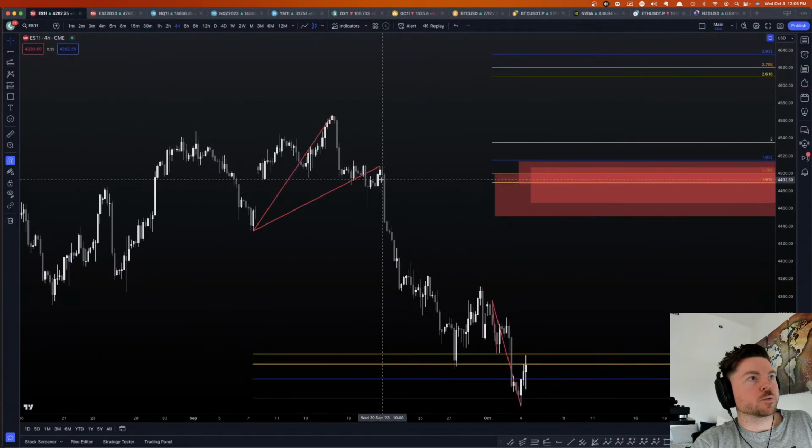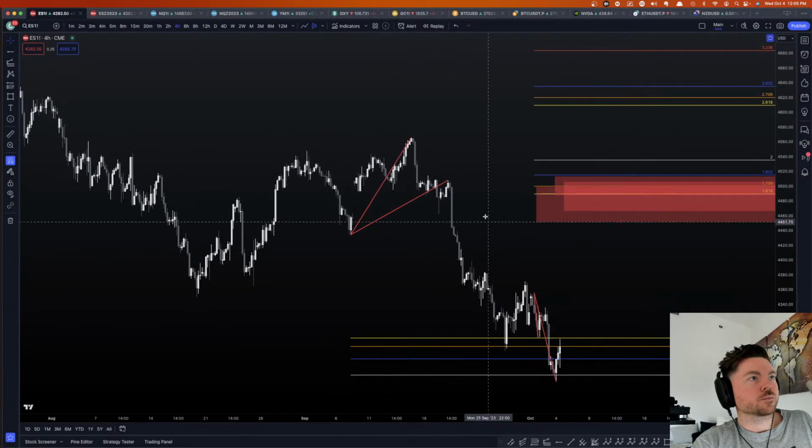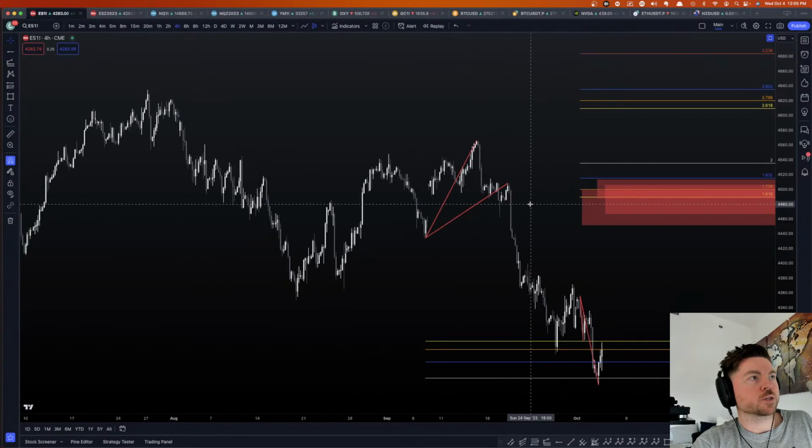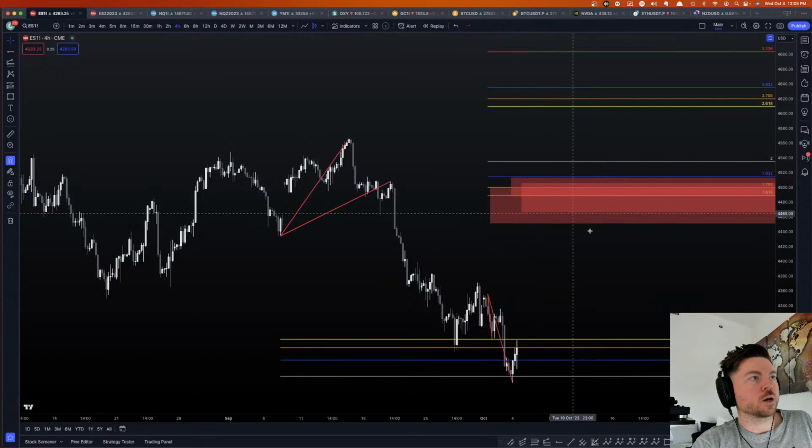Kind of filling up this whole 4-hour FVG here. Maybe there's some bad longs here that can get out of position. All that good stuff up here if we had to move up like that.